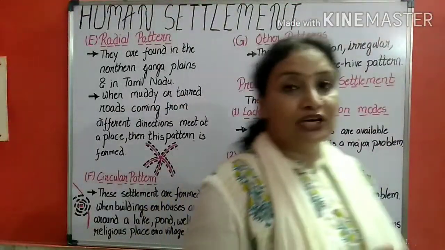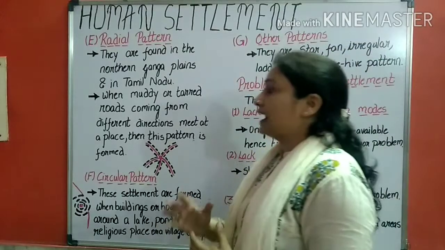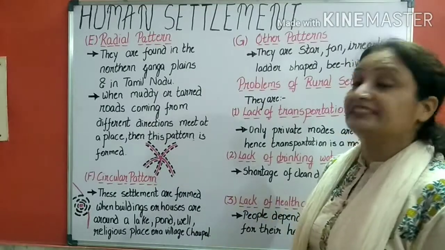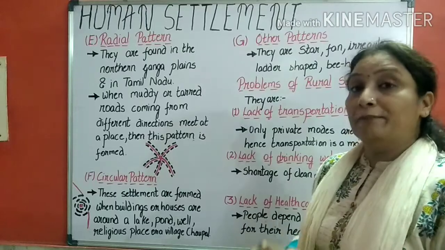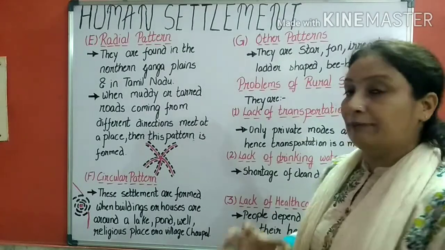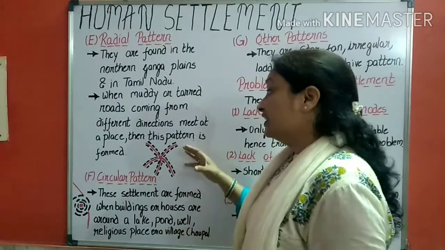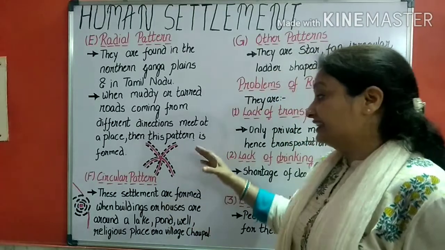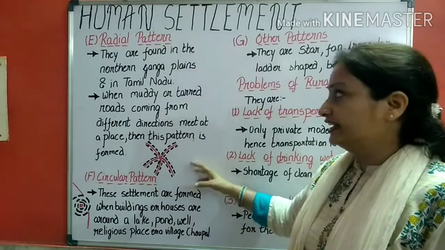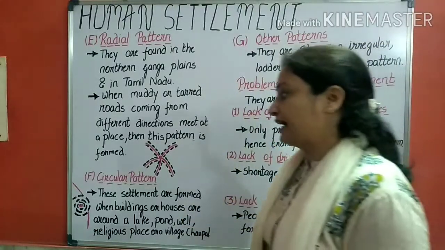Now we talk about the radial pattern. Radial pattern is found in the northern Ganga plains and in Tamil Nadu. When muddy or tarred roads coming from different directions meet at a place, then such type of pattern is formed, which is called the radial pattern.